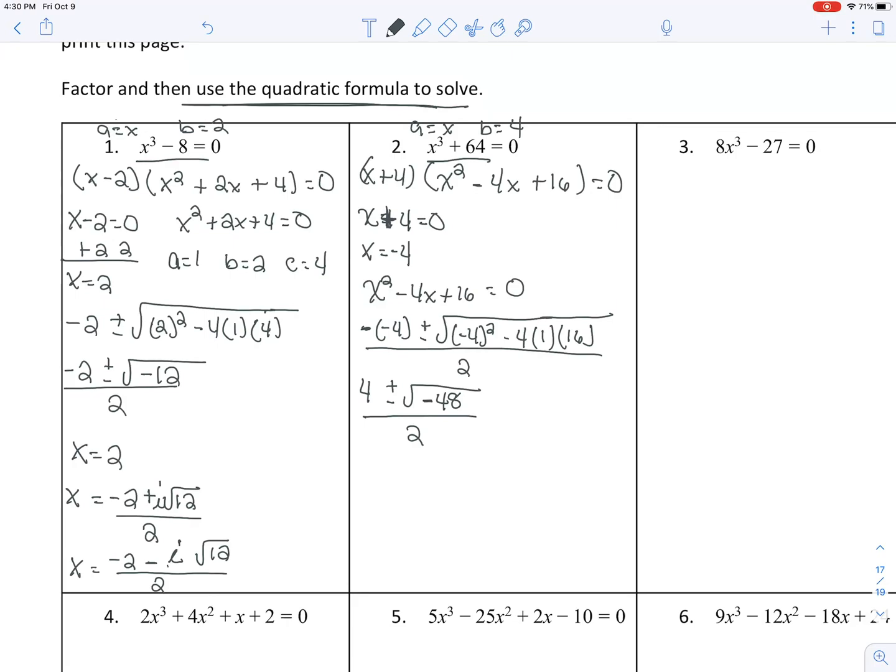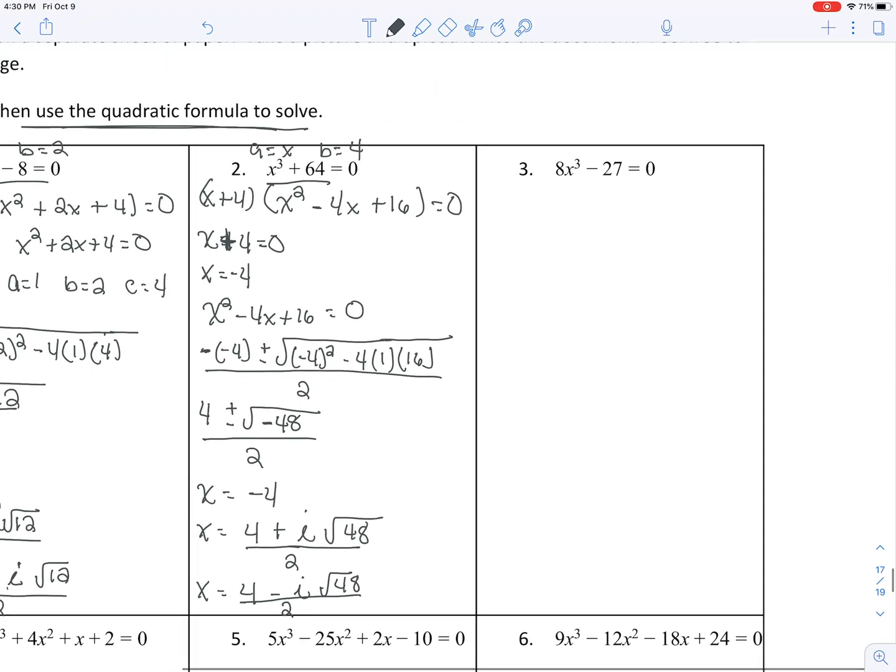over 2. So remember, we're just going to write our solutions, which are going to be then x is equal to -4. x is equal to 4 plus i square root of 48, over 2. And x is equal to 4 minus i square root of 48, over 2. Okay, let's do another one.